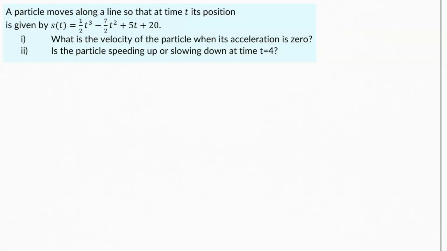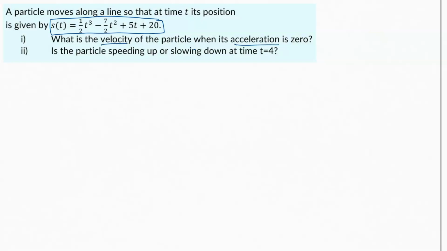Here we've got a physics example. In this problem, they're giving us an equation that tells us a particle moves along the line so that at time t, its position is given by this position equation right here. And then they start asking us questions involving the velocity and the acceleration.